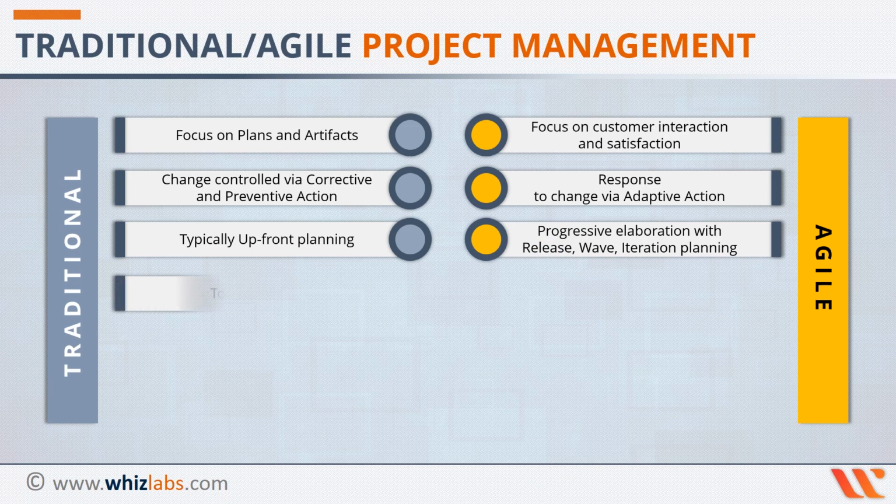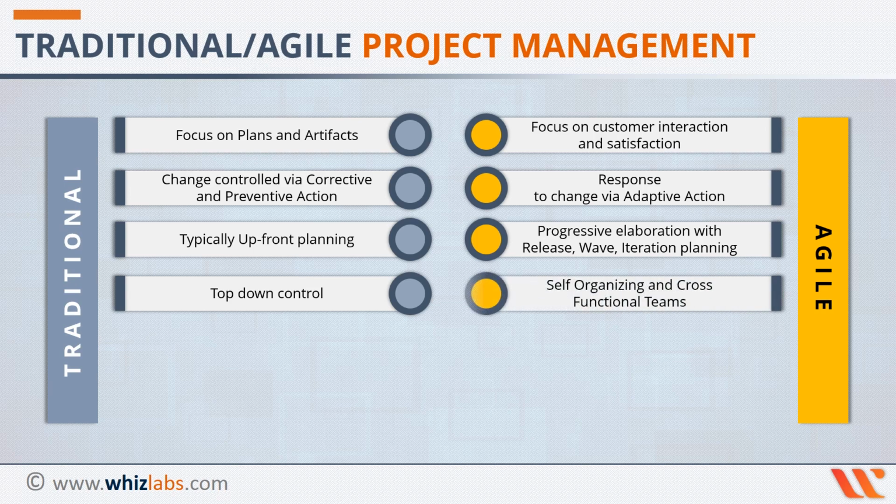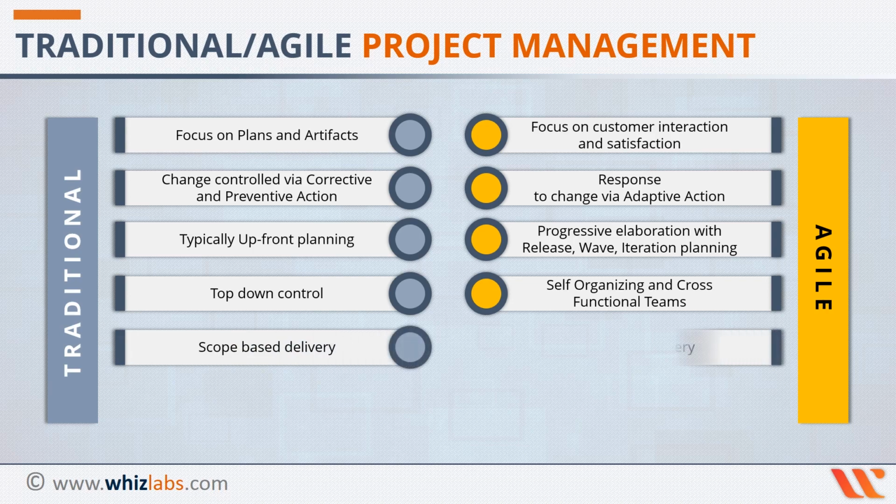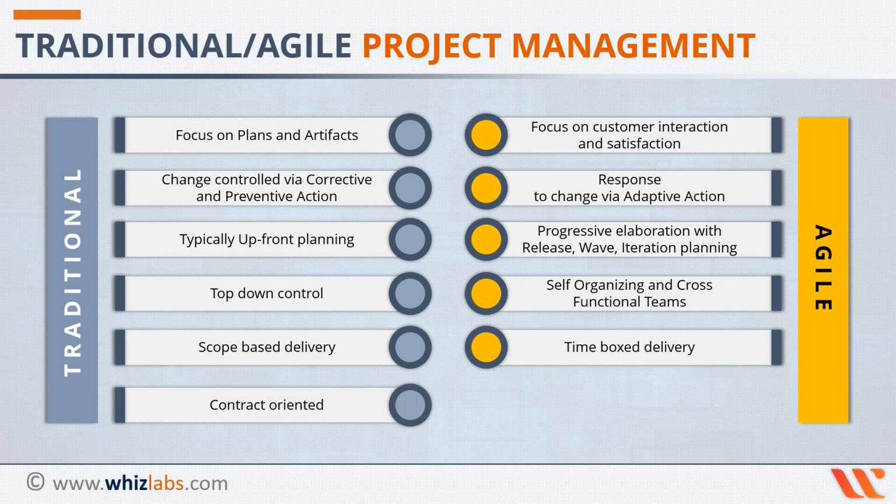A top-down control structure defines traditional methodology. In Agile methodology there are self-organizing and cross-functional teams. Traditional methodology has a scope-based delivery, unlike the time-box delivery followed by Agile. While the traditional method is contract-oriented, Agile is customer-oriented from the start to the end.